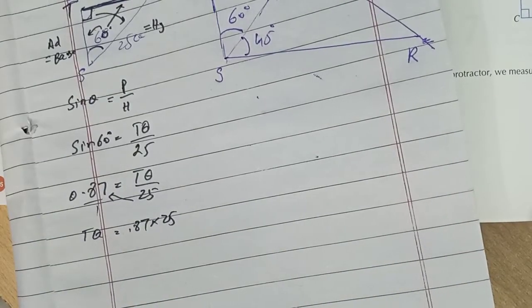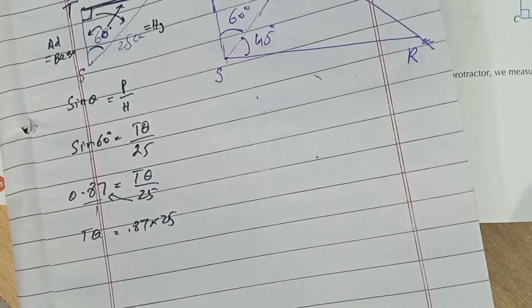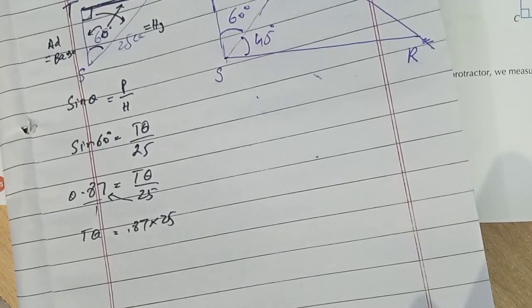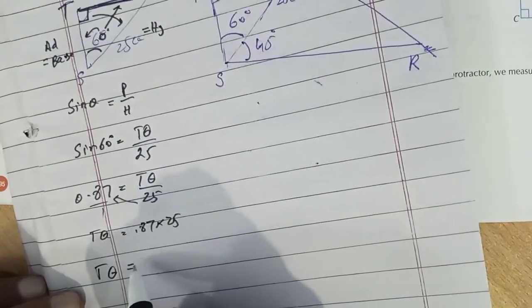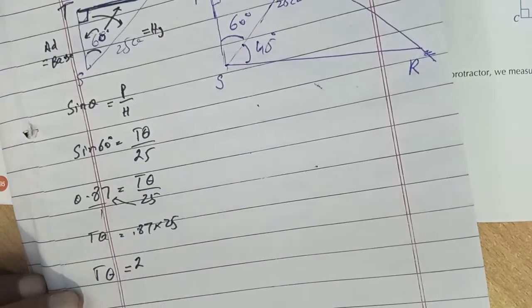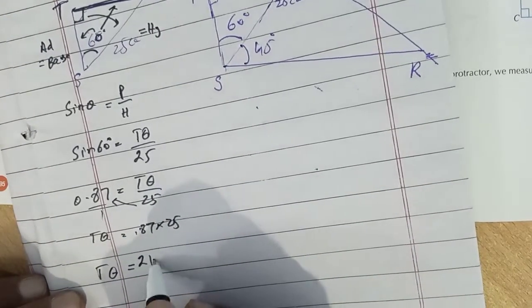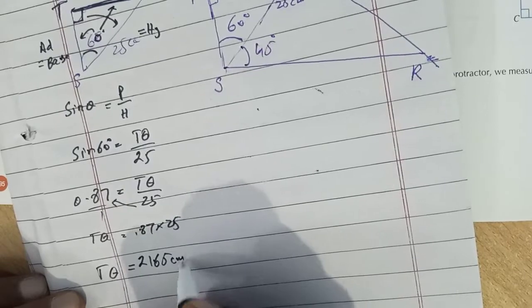So I multiplied 25. The answer calculated is 21.65. So the value of TQ is 21.65 centimeter. Here the unit is centimeter, sorry.